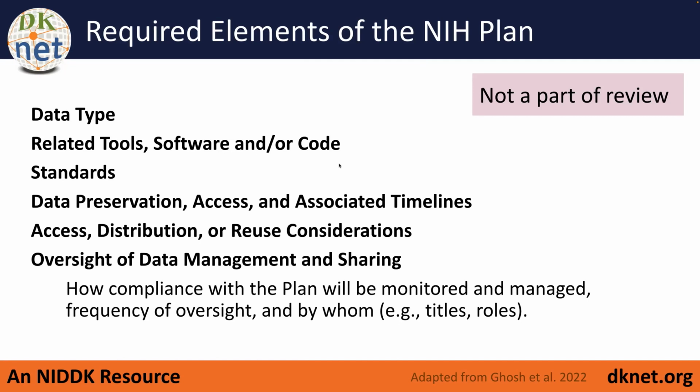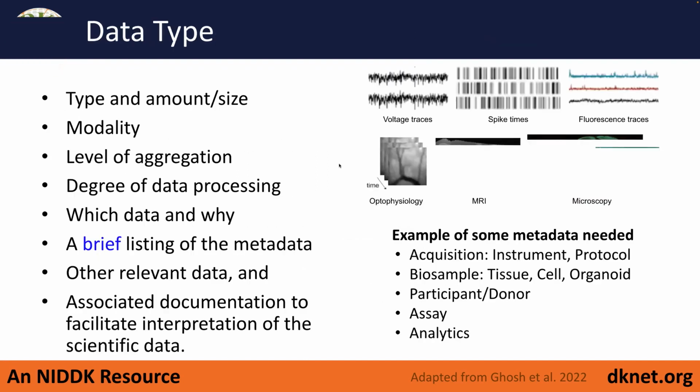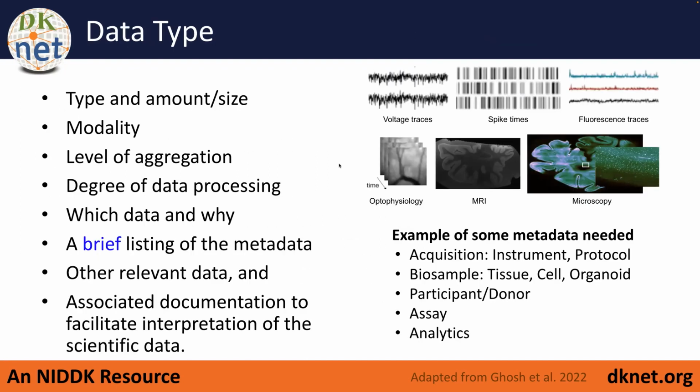It is something that, if an award is funded, will then become a discussion with you and the program officer, and that will be something that will be agreed to, in terms of any modifications or updates to the DMSP. Now, in terms of the DMSP itself, there are a number of required elements, and I'll go through them briefly. The first is data type, and here, what they want described is basically the type of data being collected, and most critically, the amount and the size of that data.